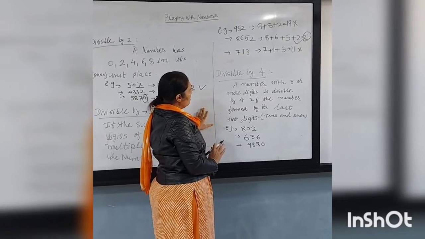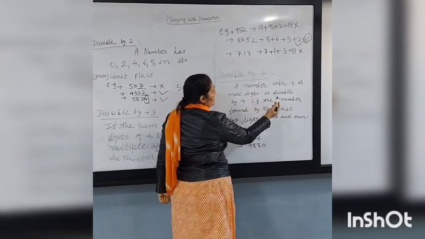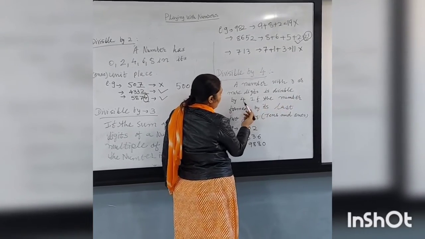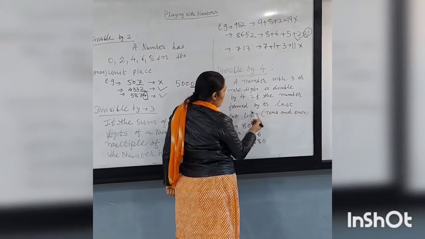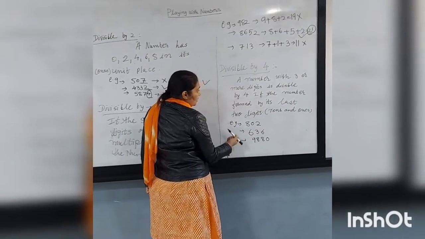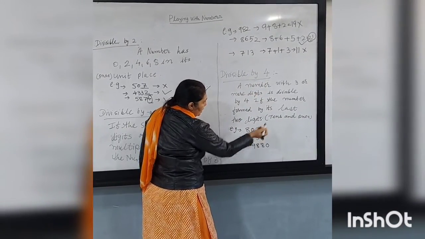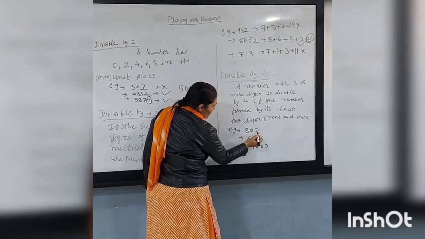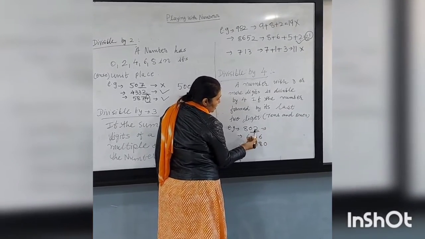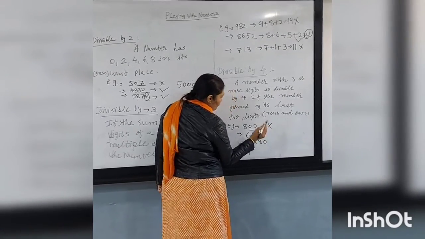Now, the another test: divisibility by 4. A number with 3 or more digits is divisible by 4 if the number formed by its last 2 digits, tens and ones, is divisible by 4. For example, the last 2 digits of 802: ones and tens, 0 and 2. This is not divisible by 4.